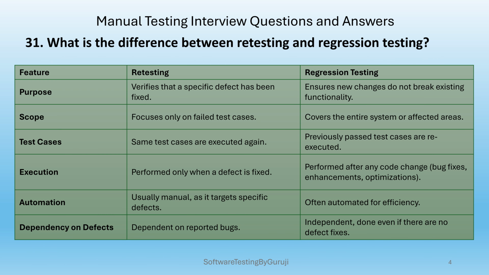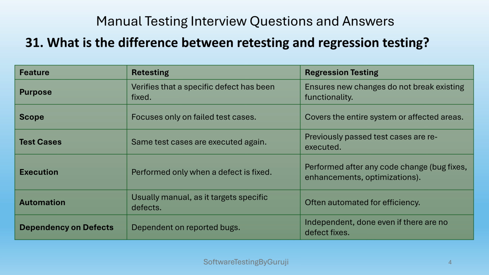What is the difference between retesting and regression testing? Purpose of retesting is to verify that the specific defect has been fixed. Purpose of regression testing is to ensure new code changes do not break existing functionality. Scope of retesting focuses only on failed test cases. Regression testing scope covers the entire system or affected areas. Retesting test cases: the same test cases are executed again. Regression testing test cases: previously passed test cases are re-executed.